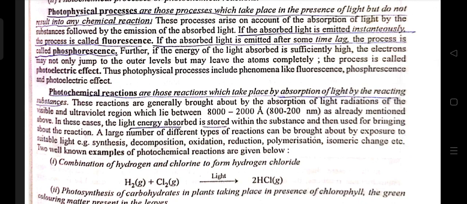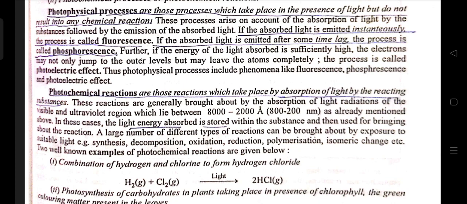Photophysical processes are those processes which take place in the presence of light but do not result in any chemical reaction. These processes arise on account of the absorption of light by substances followed by the emission of the absorbed light. If the absorbed light is emitted instantaneously, the process is called fluorescence. If the absorbed light is emitted after some time lag, the process is called phosphorescence.